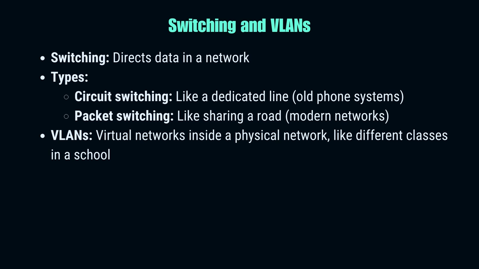Switches are crucial devices in local area networks, LANs. Unlike hubs that broadcast data to all connected devices, switches intelligently direct data only to its intended destination. They do this by learning and maintaining a table of MAC addresses associated with each of their ports. When a switch receives a data frame, it looks at the destination MAC address and forwards the frame only to the port where that device is connected. This reduces network traffic and improves overall network performance.